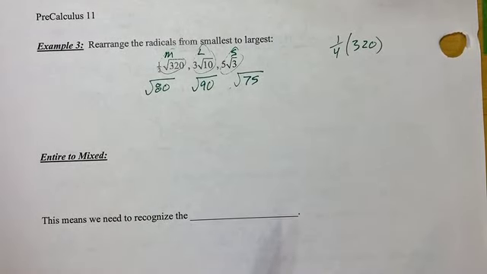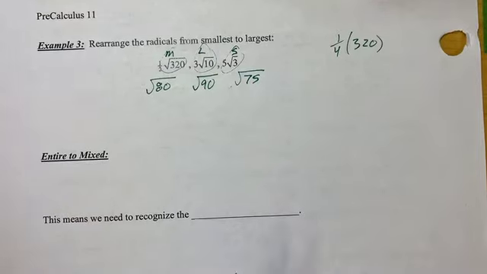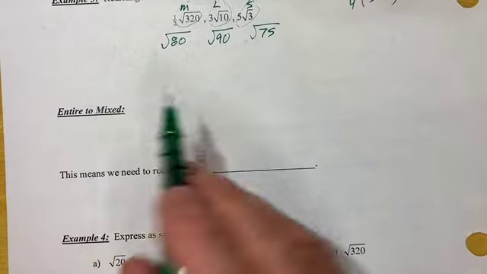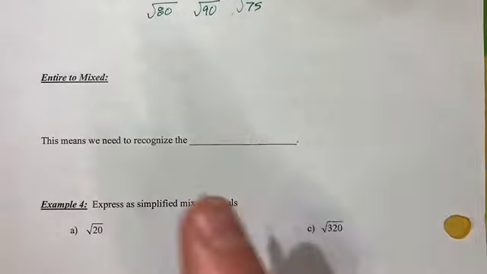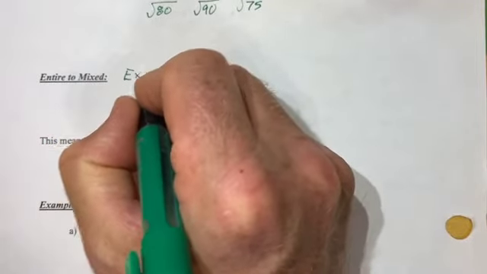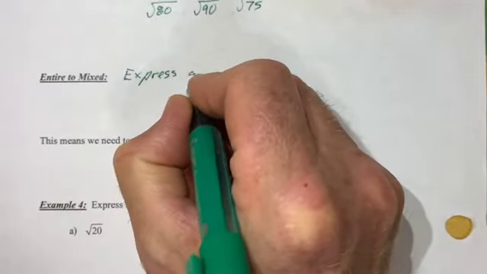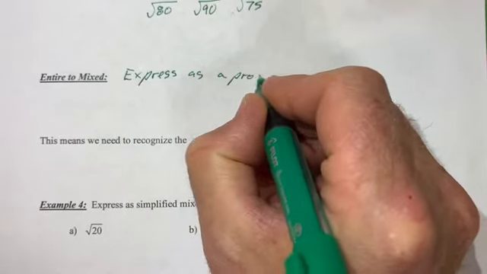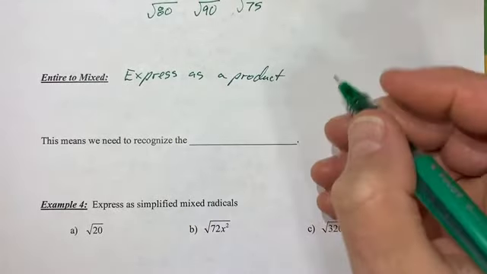So going from mixed to entire is not that bad. You just square the number. Here's the harder one. Entire to mixed, way harder. Here's what I need to do. I need to express as a product of a perfect square.